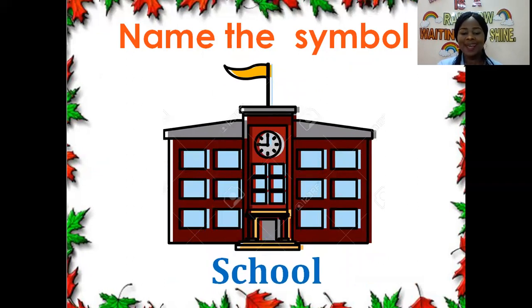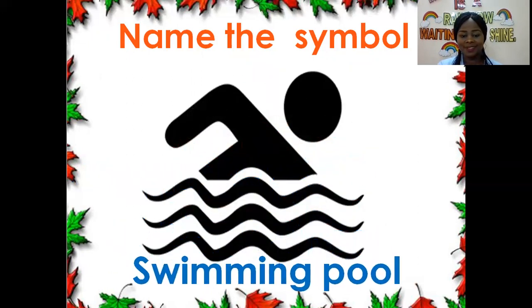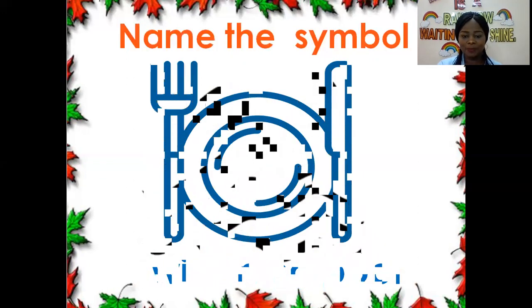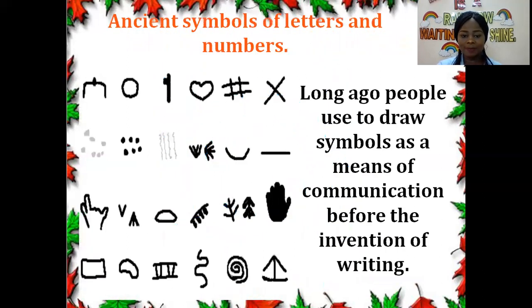Very well, students. A school, it represents a school. Very good. Good job. Swimming pool. Well done. A restaurant. Very well. A restaurant, it represents a restaurant.